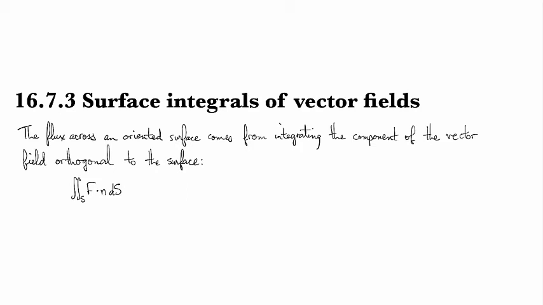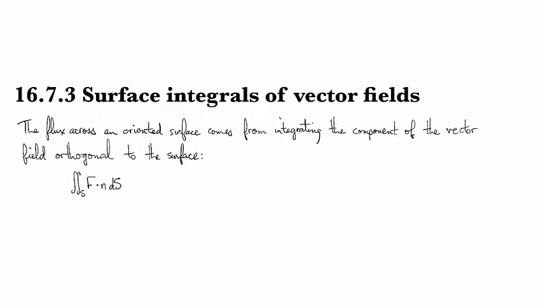So in the first clip in this sequence, we looked at surface integrals of scalar fields. Now we're going to look at surface integrals of vector fields. And a standard application of this is to compute the flux across an oriented surface of some kind of vector field. And we want the component that's orthogonal to the surface, and I'll talk a bit more about that in a moment.